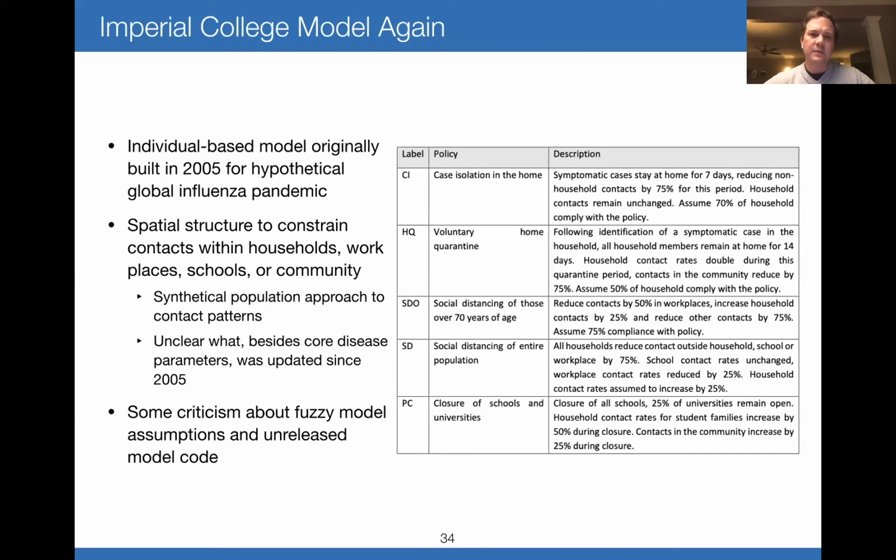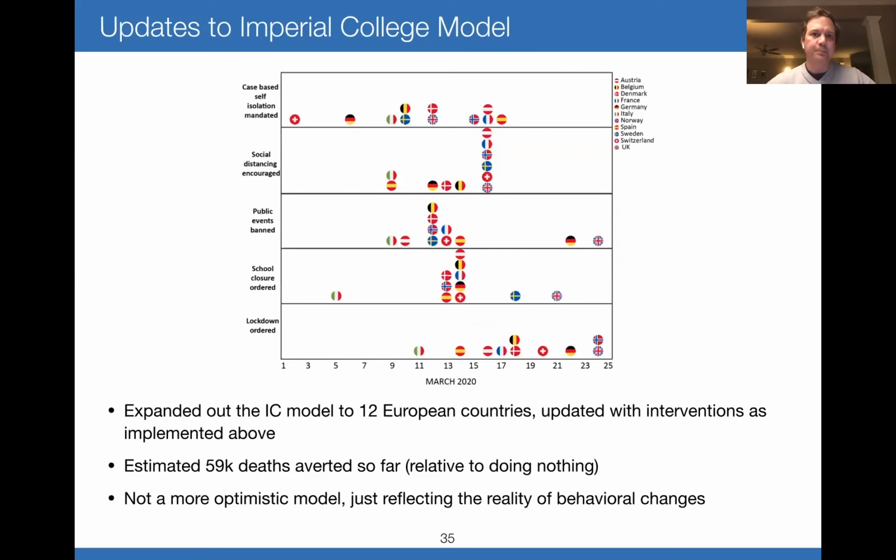And as I said, it was developed in 2005, and right now it's a little unclear what the data sources were updated over the past 15 years since this model was originally built, because some of the assumptions of the model and the model code have not been released still to date.